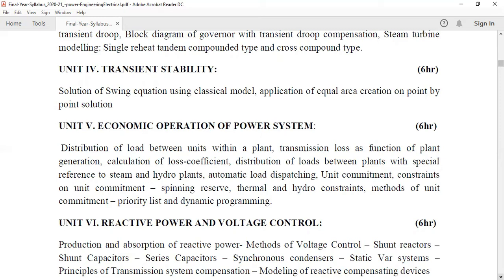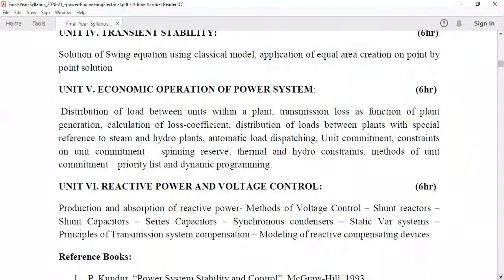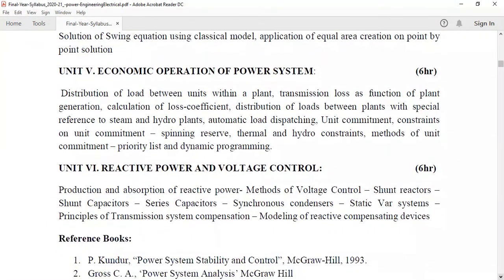Then automatic load dispatching, unit commitment, constraint on unit commitment, then spinning reserve, thermal and hydro constraints, methods of unit commitment, and the priority list and dynamic programming. So overall, in unit number 5, we will see the aspects of economic dispatch for the economic operation of the power system.